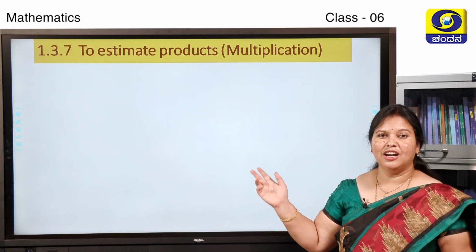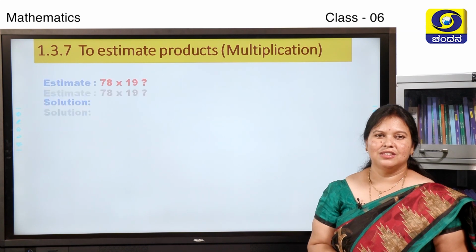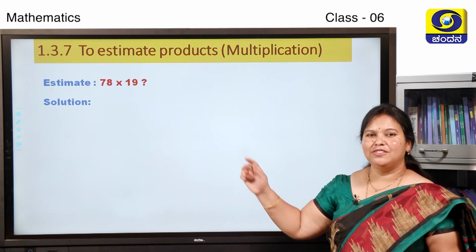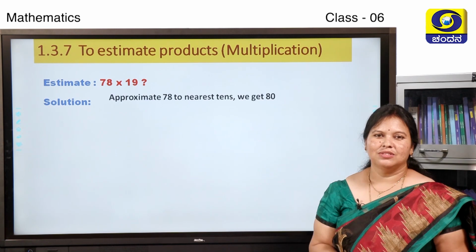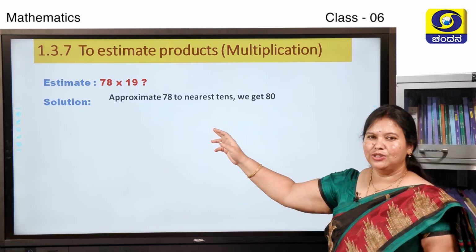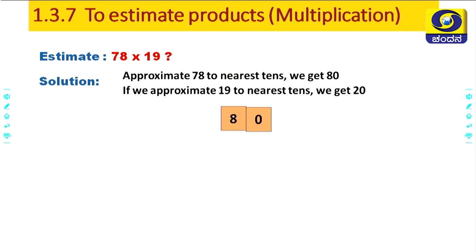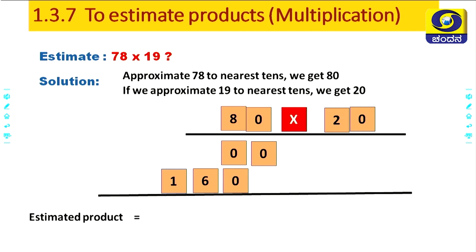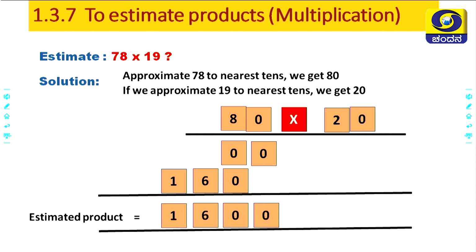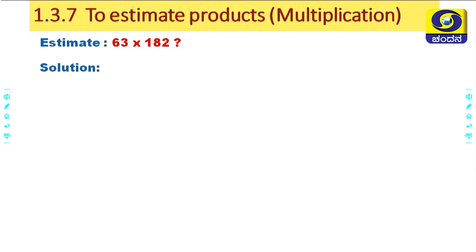Now, let us learn how to estimate products. Let us take an example. 78 into 19. Approximate 78 to the nearest tens, we get 80. In the same way, if we approximate 19 to the nearest tens, we get 20. So, 80 into 20, you know how to multiply it. Estimated product is 1,600.